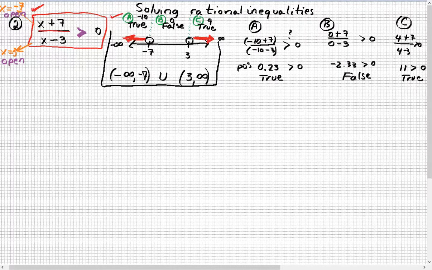I have to sketch it slow, otherwise it doesn't come out good. All right, so this would be the answer to this problem. Let's solve another one.